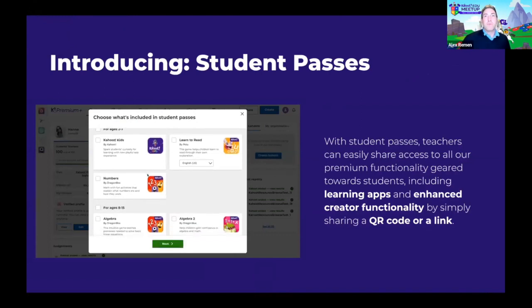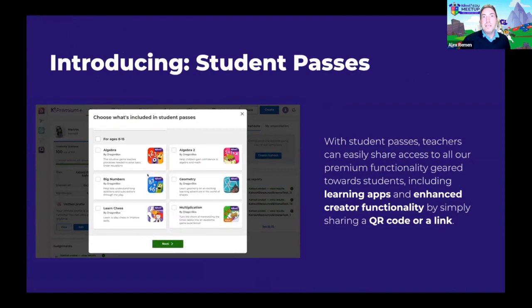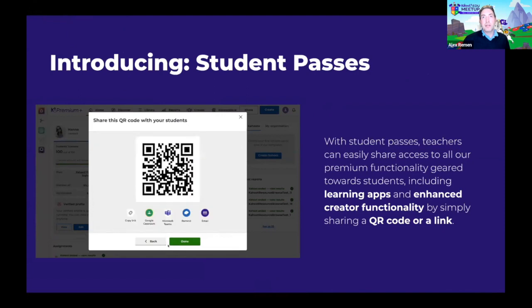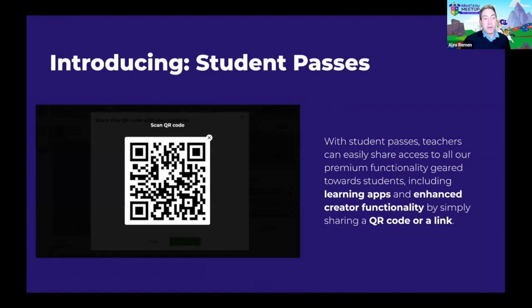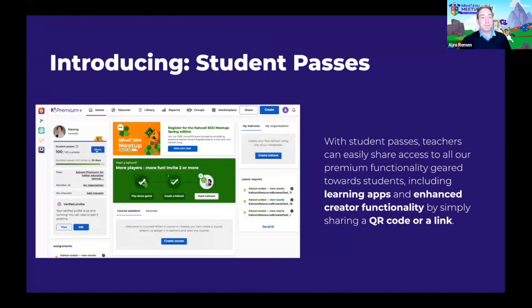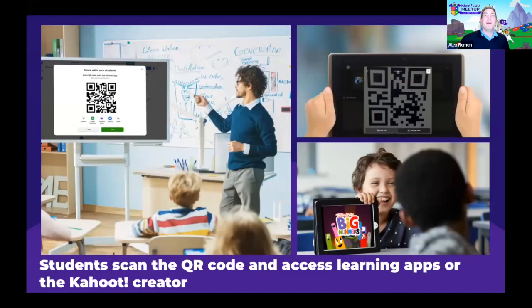Student Passes will enable you teachers to easily share access to all our premium functionality geared towards students, including learning apps and the enhanced creator functionality, by simply sharing a QR code or a link. Students will be able to scan the QR code and access the learning apps or the Kahoot creator. For the learning apps, we will not require any student accounts, and the process is super simple for even the youngest learners.